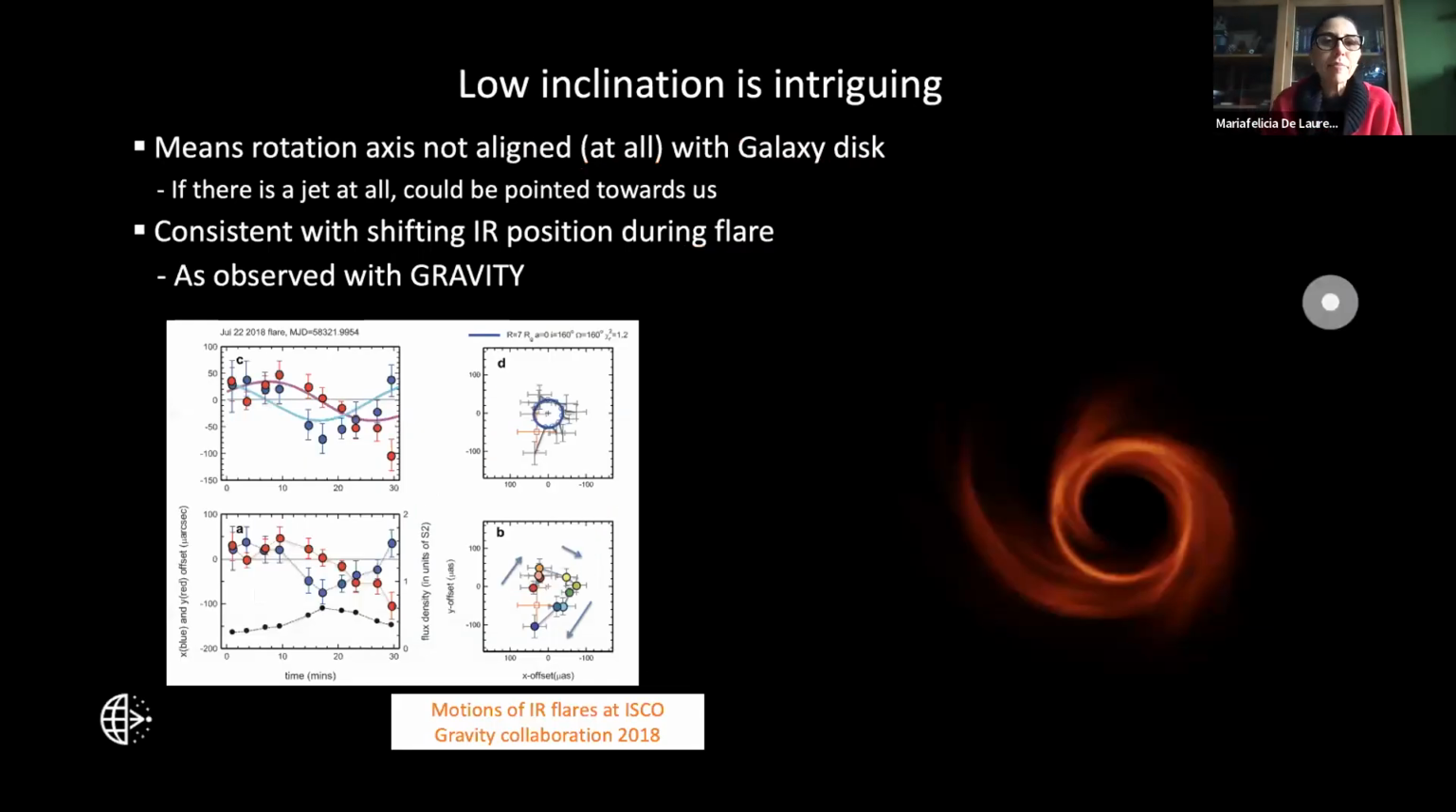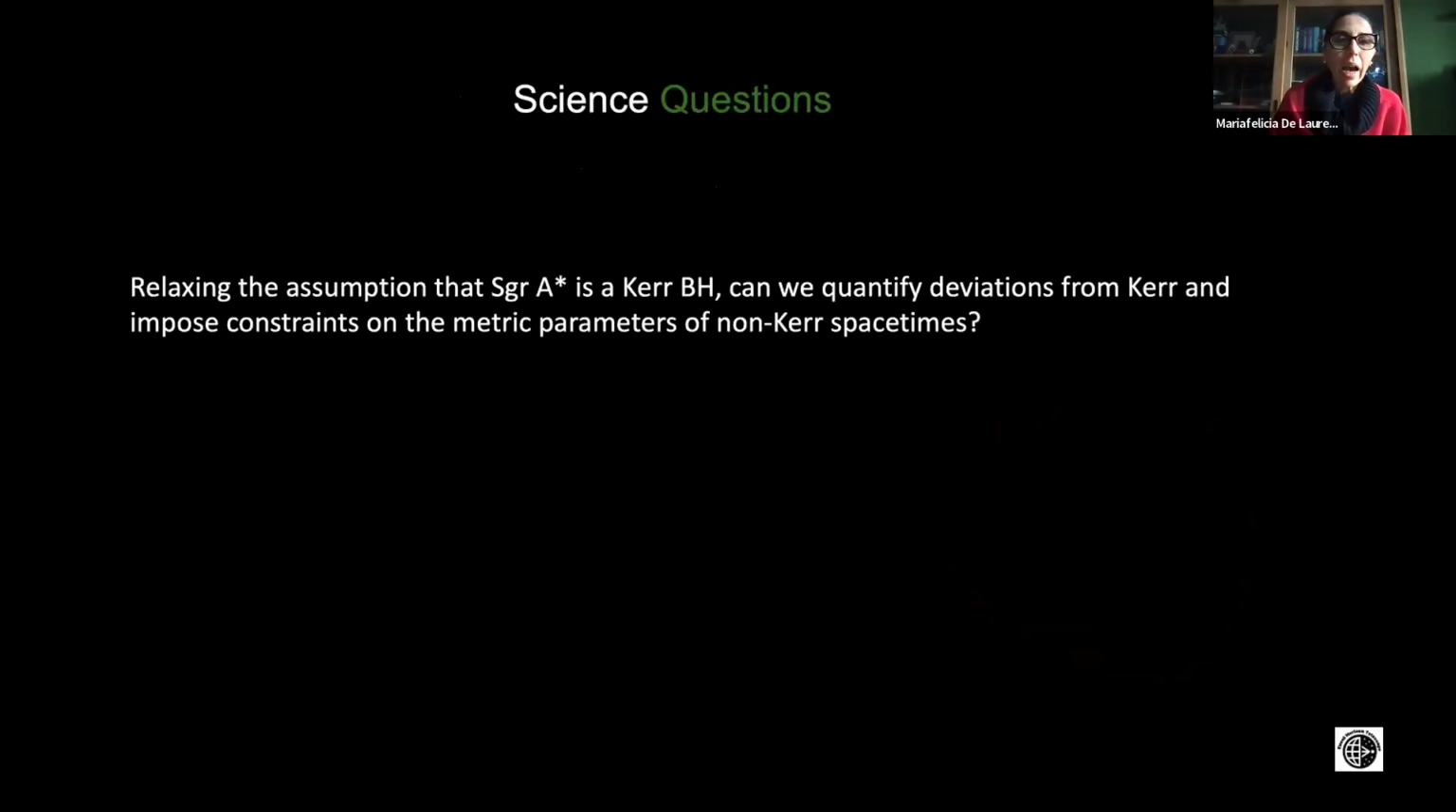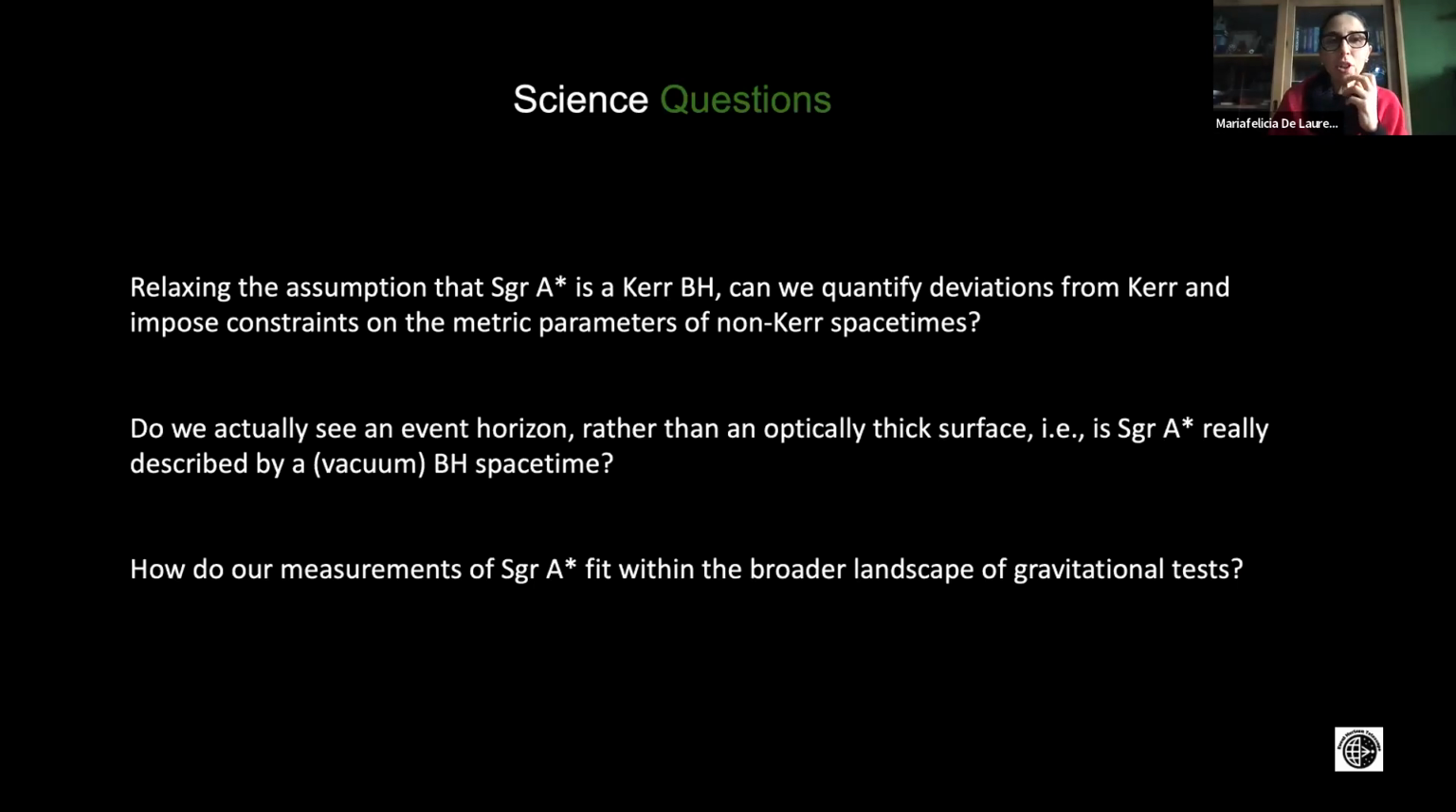So next slide. This slide is also important because we also understood that we have low inclination, which means that the rotation axis is not aligned at all with the galaxy disk. And another important thing that we found is that we are consistent with what GRAVITY found about the position of the flare. Go to the next slide. I will try to summarize in just a few minutes.